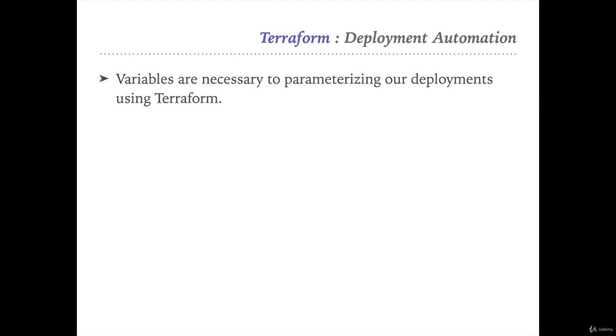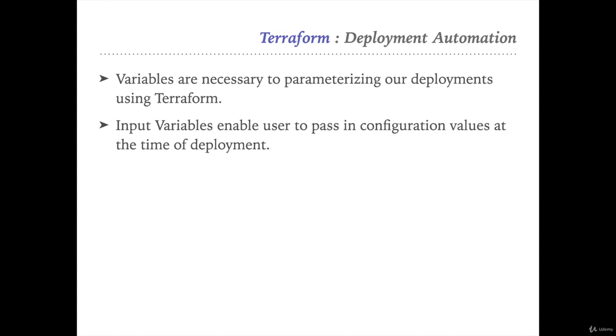Variables are very necessary to parameterize our deployments using Terraform. Whenever we want to parameterize the deployment so that we can supply runtime values to the deployment configuration, we need to use variables. Input variables enable users to pass configuration values at the time of deployment. That is the main purpose of variables inside Terraform, because for deployment automation we are writing the configuration file in Terraform, and we need to make sure that most of the values we use inside the configuration file are configurable, or the user can pass these values from outside of the configuration file.